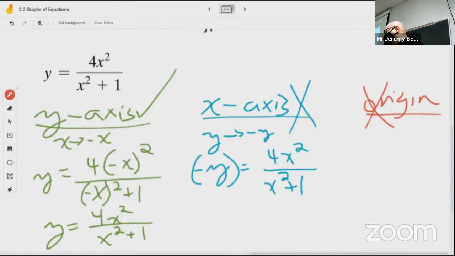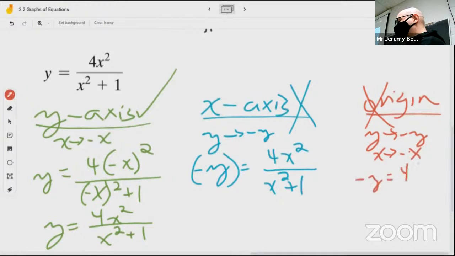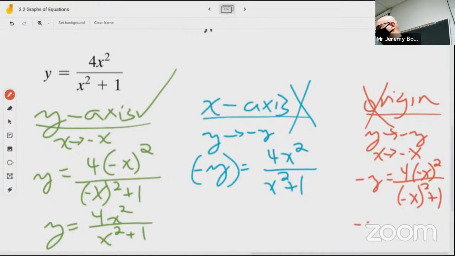We can test it, though, just to make sure. We want to check our work. Oops, we're not replacing x with y. And so we have what? Negative y is equal to 4 times negative x squared over negative x squared plus 1. And so this is going to be negative y is equal to 4x squared over x squared plus 1, which does not match our original equation. And so it's not symmetric with respect to the origin. Any questions on that?